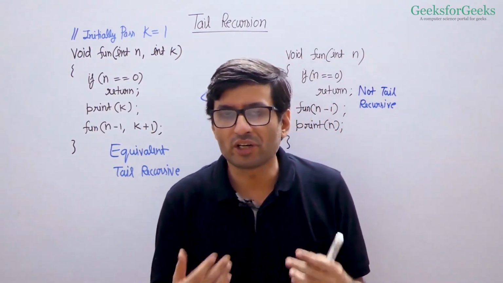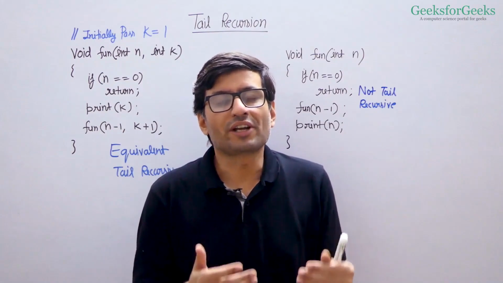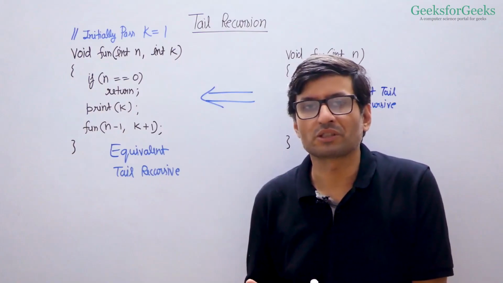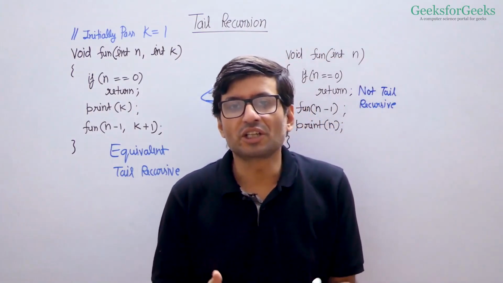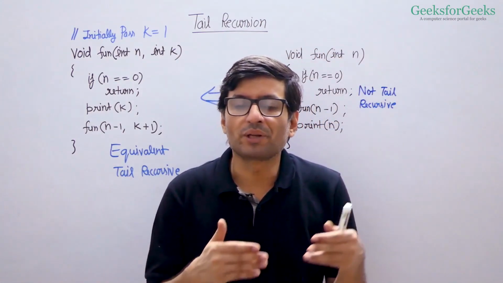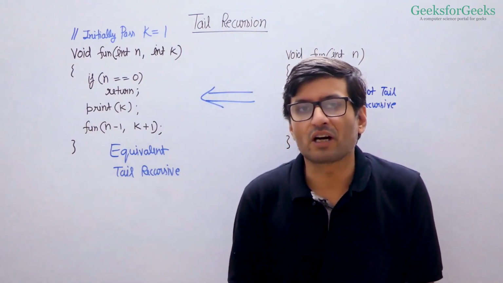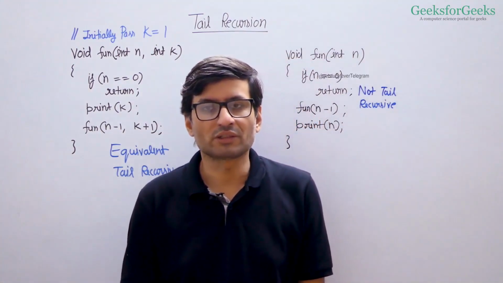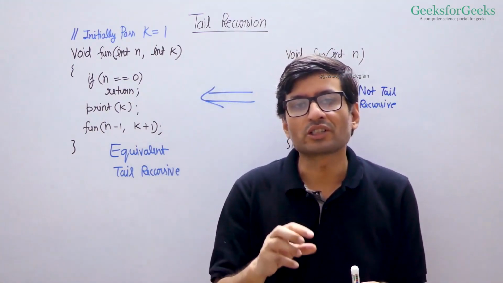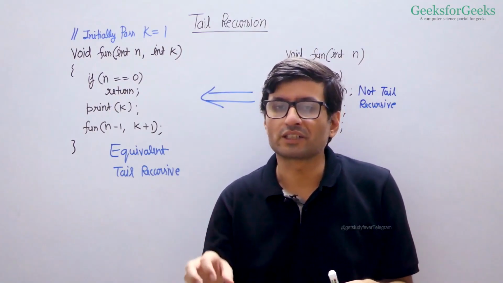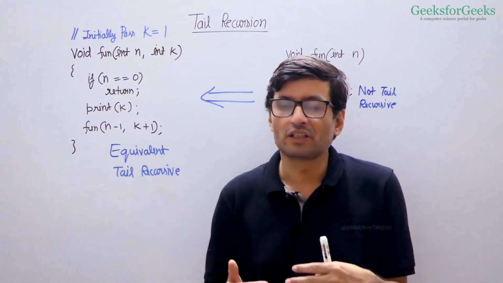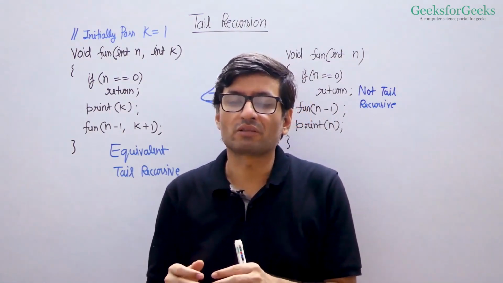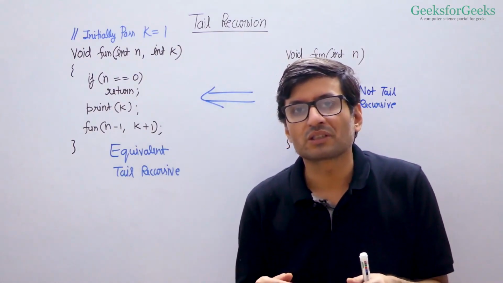When we study tree traversals, we'll see some tree traversals like in-order traversal, pre-order traversal and post-order traversal. If you see these three traversals, you can notice that pre-order traversal and in-order traversal are tail recursive, but post-order traversal is not tail recursive. In post-order traversal, we recursively traverse the left subtree, then the right subtree, then we process the root's data. It's not tail recursive.